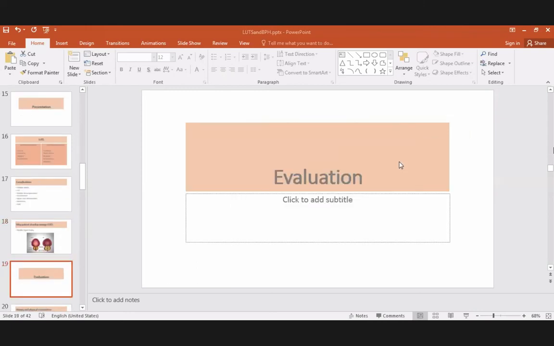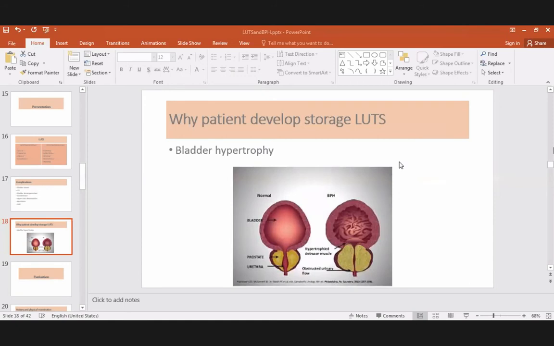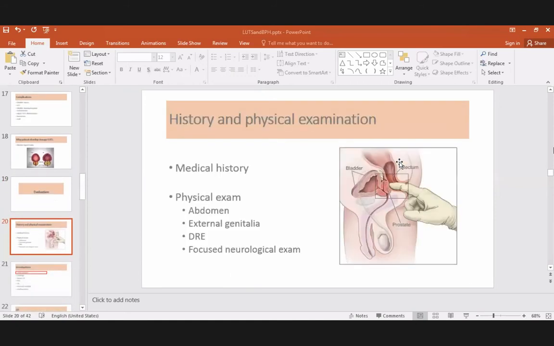So how do we evaluate these patients? Yesterday we discussed that we cannot examine the prostate directly, so we usually do a digital rectal examination. We do abdominal examination, external genitalia examination, and then we go for digital rectal examination. And we discussed how we can differentiate prostatic hyperplasia or hypertrophy from a prostatic malignancy. What are the differences between their presentation?